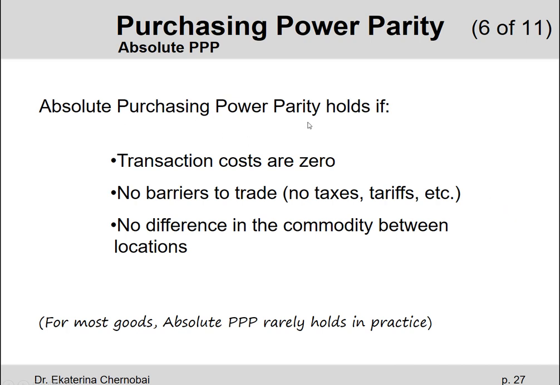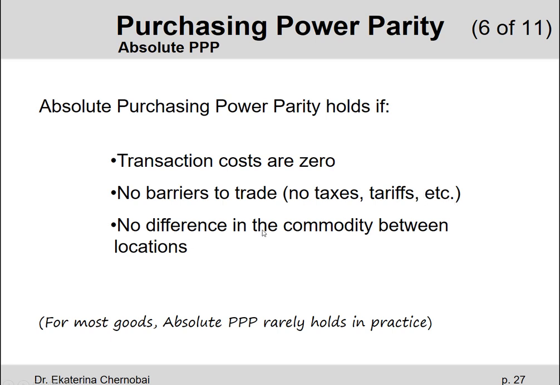So this absolute purchasing power parity holds if transaction costs are zero. For example, in my example I gave you earlier with buying Big Macs cheap in the US and flying to Japan to sell them for more money over there, transaction costs equal to zero would mean it's free to get on the plane and fly to Japan. But in real life, there is no such free thing. Then, no barriers to trade, such as no taxes, no tariffs, no restrictions on how much stuff you can bring from one country to another.